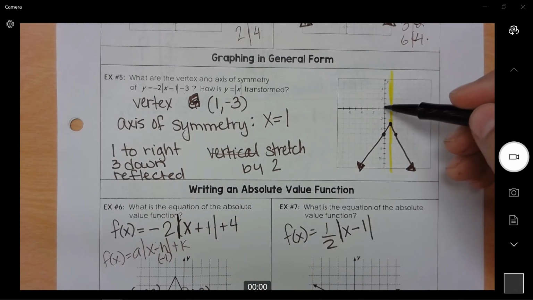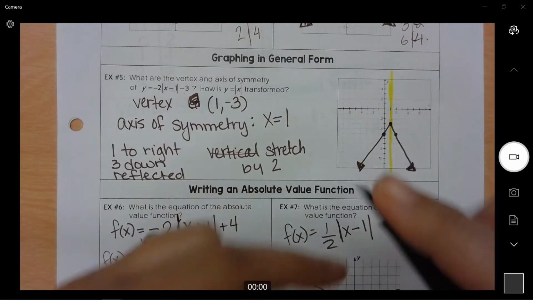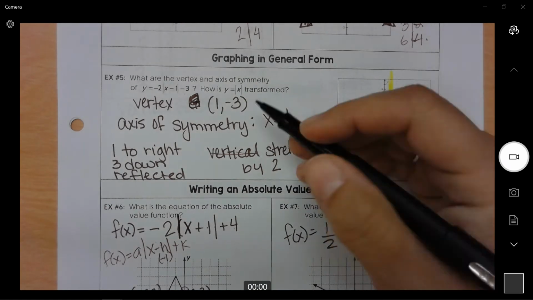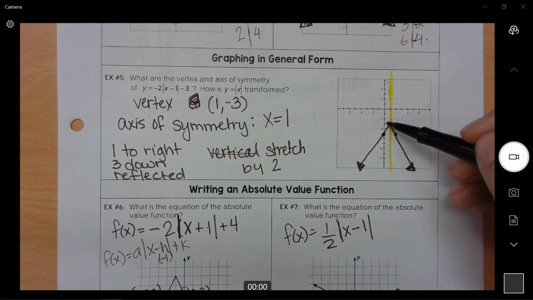So we went 1 over, 3 down, flipped it upside down, and then we stretched it by pulling it closer to the 1. Normally it'd be 1 to 1, so it'd go down to here, to a 2 to 1. 2 over 1, or 2 down, 1 up.